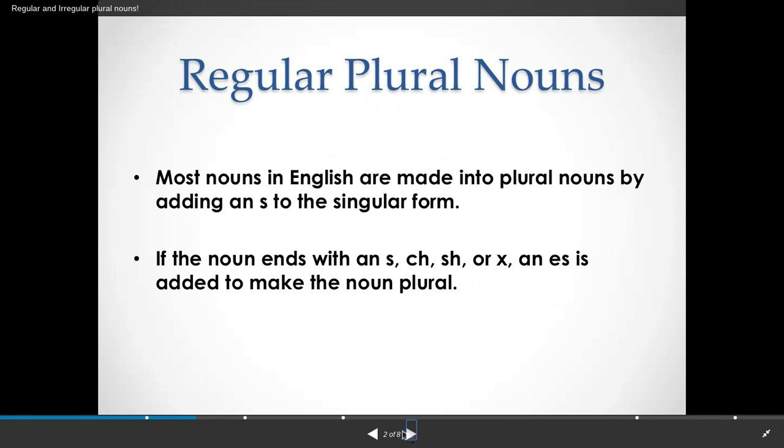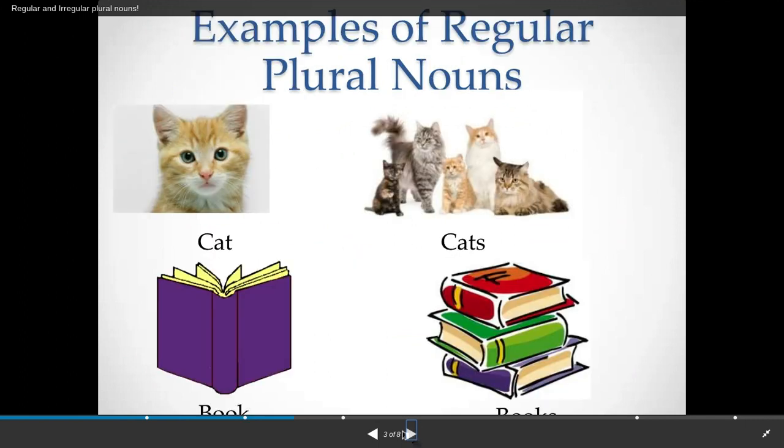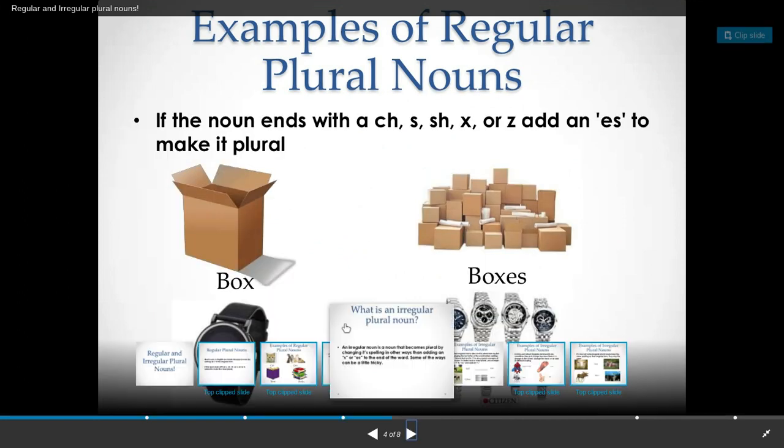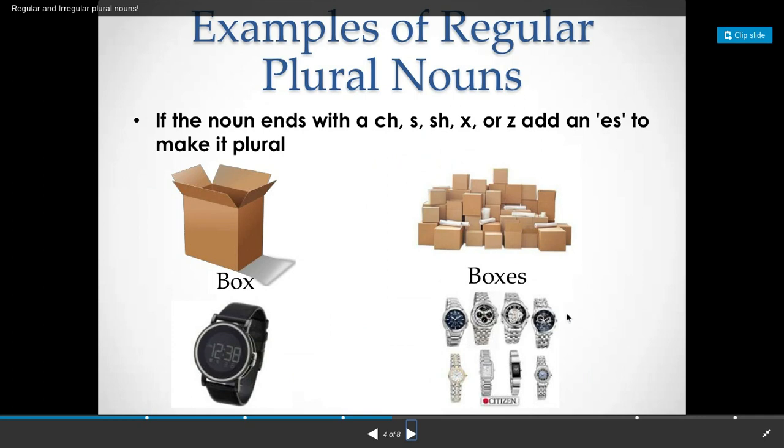So we can have wish turns to wishes. Fox turns to foxes. Right? So bus turns to buses. We add an ES. So most of the time, when a word is more than one, person, place, animal, or thing, we add an S or an ES. Right? So cat, cats. We have book and books, box and boxes, and it's a little hard to see this one, it's blocking it, but we have watch, which ends in a CH, and this would be watches. Okay.